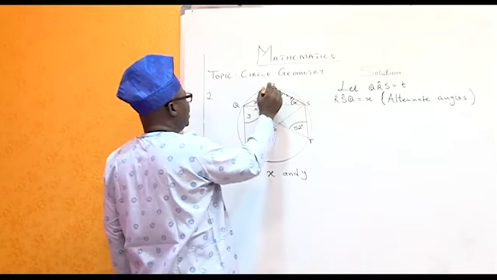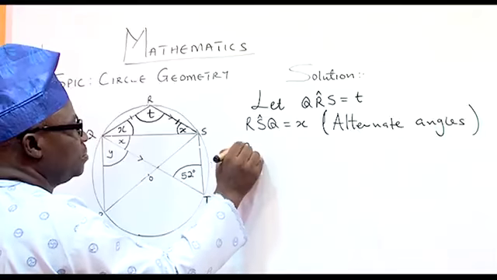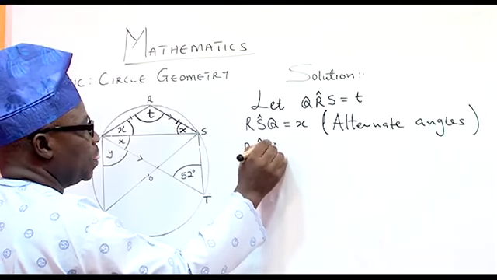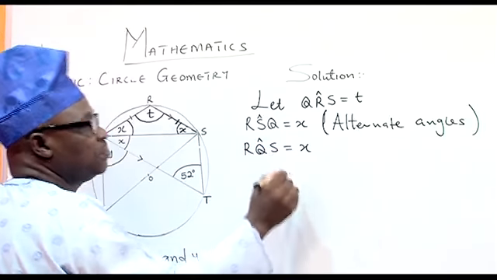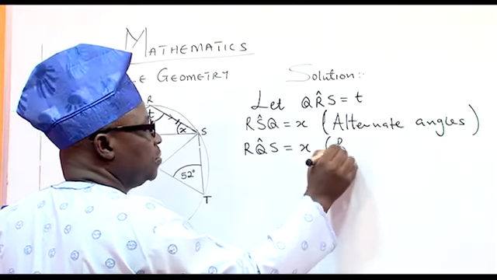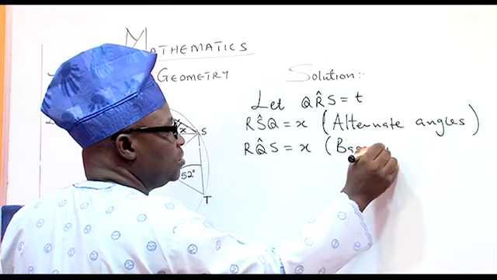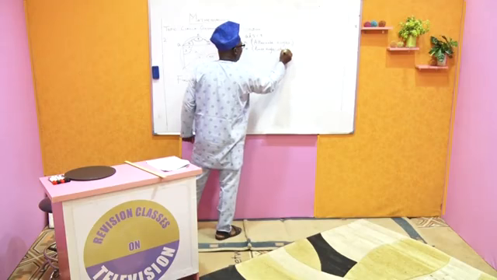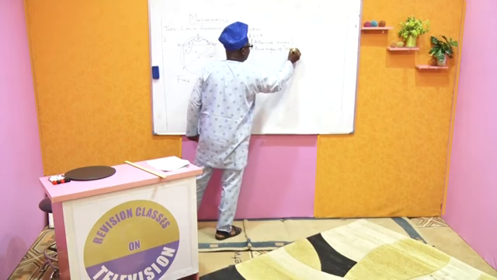So I can now write RQS. RQS is going to be x. The reason: base angles of isosceles triangle.